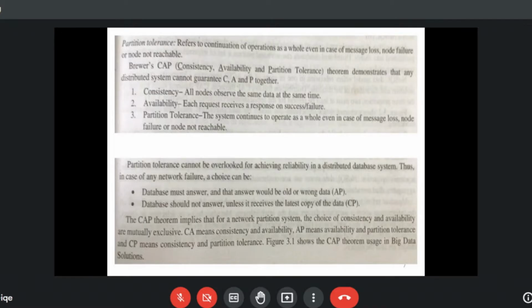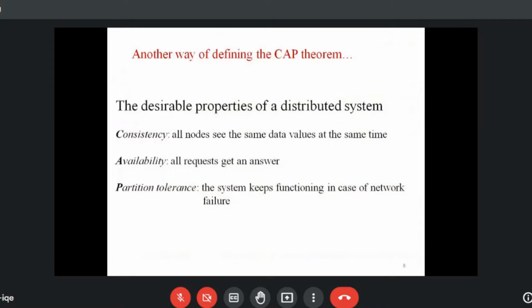Okay, so we have two options. So here availability and partitioning, and here consistency and partitioning. The CAP theorem implies that for a network partition system, the choice of consistency and availability are mutually exclusive. CA means consistency and availability, AP means availability and partition tolerance, and CP means consistency and partition tolerance. Okay.